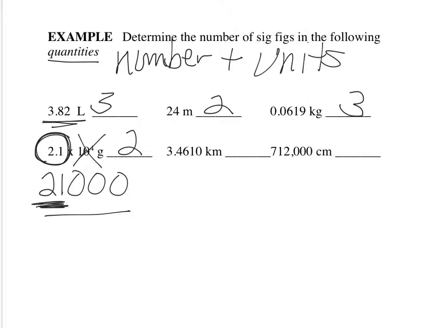Okay, the next one. We have 3.4610, we have a 0 in there, but there is a decimal point present. So because that decimal point is present, that 0 is significant. So there are 5 significant figures. But in the next one, yeah, we've got some trailing zeros as well, but there's no decimal point. So those are just thrown in there as well. They're not significant measured values. So in that case, we only have 3 significant figures.